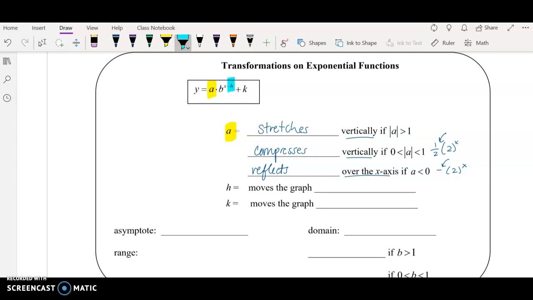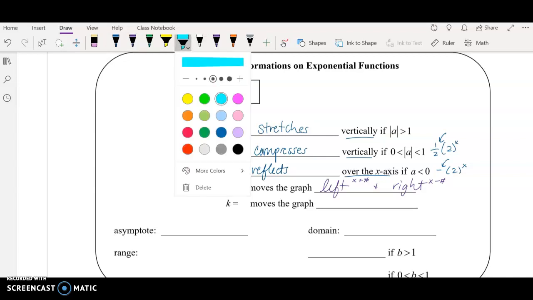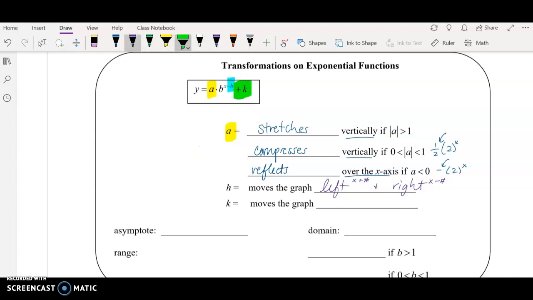H is up with the x, it has to be the exponent. So H is going to move the graph left or right. It's going to be left if it's like x plus a number. It's again doing the opposite of what you think. It's going to be right if it's x minus a number. And then your next one, your k value. K is at the end. That's going to move your graph up and down. So it's going to be up if it's plus a number. If it's minus a number, that's going to move it down.